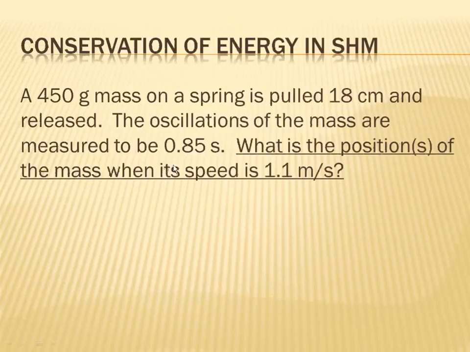The second problem also involves a spring and mass system, but it focuses on the principle of conservation of energy applied to this system. Here we have a spring that is pulled out 18 centimeters with a mass on the end of that spring and released, and it oscillates back and forth. We're told that the period of the oscillation is 0.85, and we want to know at what point x the speed is 1.1 meters per second. So we've got our mass, our amplitude, our time, and our velocity.